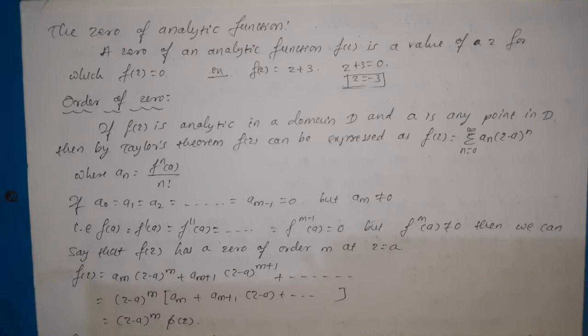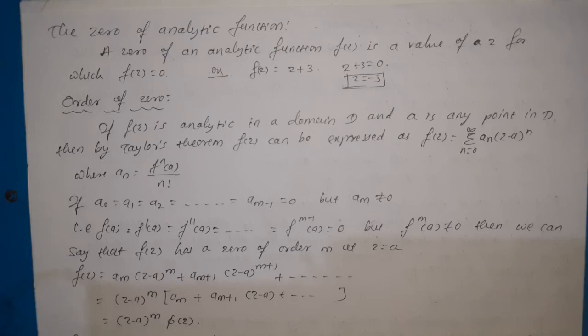Meaning for the value of z equal to minus 3, the given function is giving the value 0, hence z equal to minus 3 is the zero of the analytic function f(z) equal to z plus 3. And then order of zero.